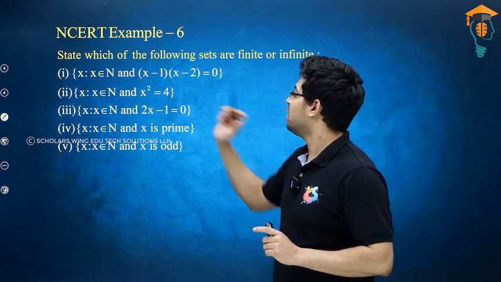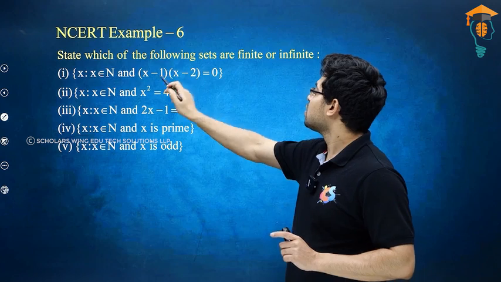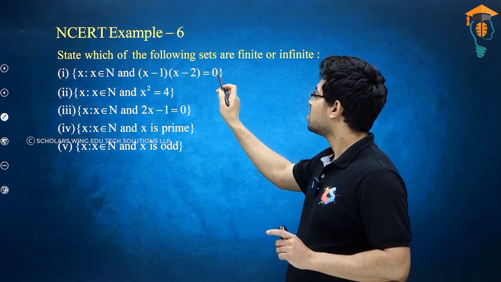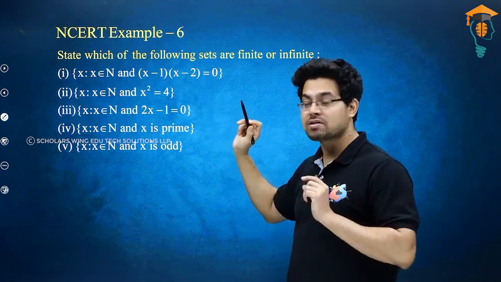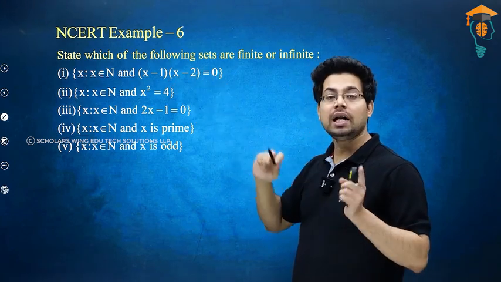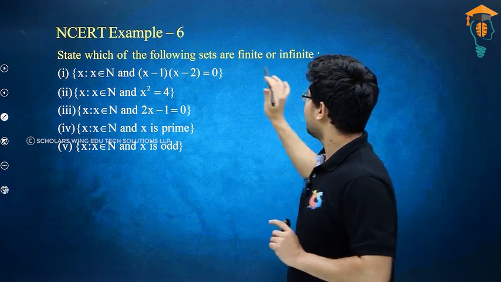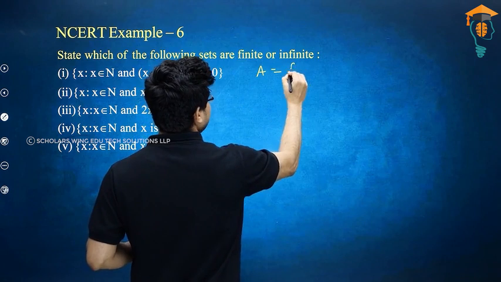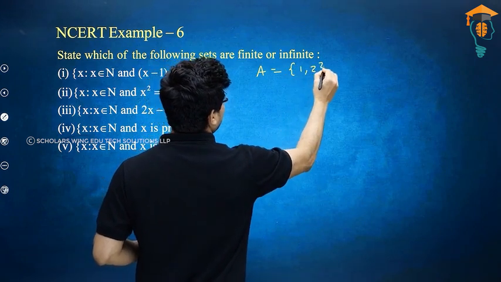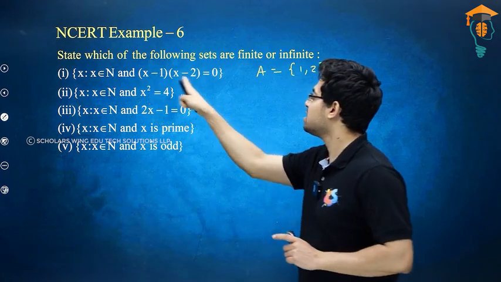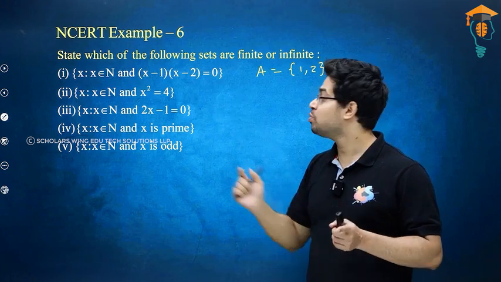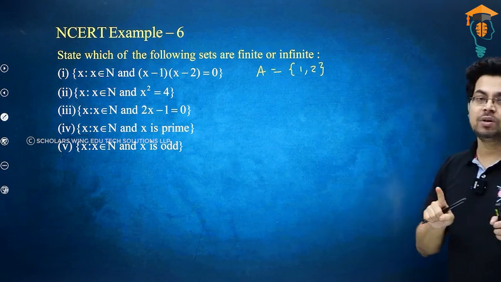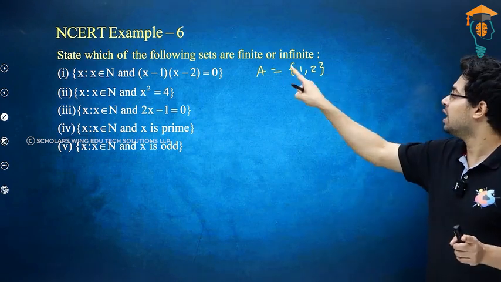x belongs to natural numbers and it is also satisfying (x minus 1)(x minus 2) equals 0. So here we are getting two values of x: x equals 1 and x equals 2. If I call this set A, A will contain 2 elements, 1 and 2. First of all, it has to satisfy this equation, and at the same time, it has to be a natural number, right? So of course 1 and 2 both are natural numbers, so both satisfy the condition to be inside this set.